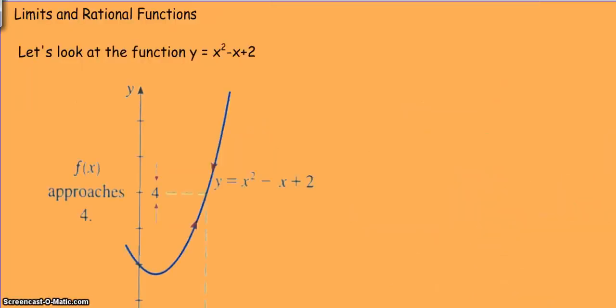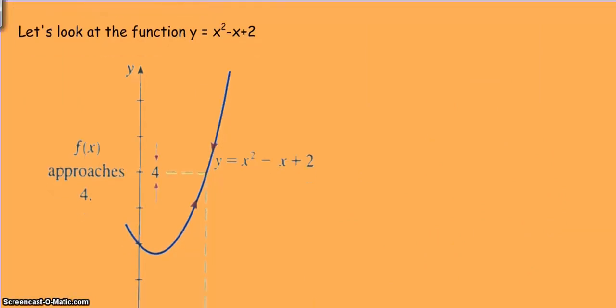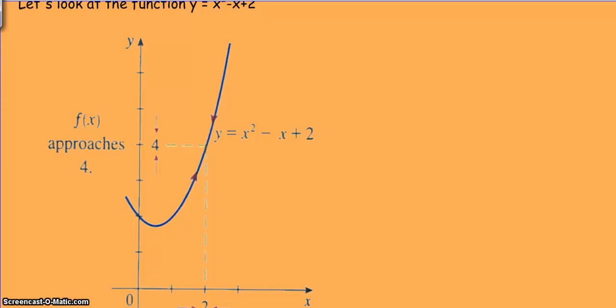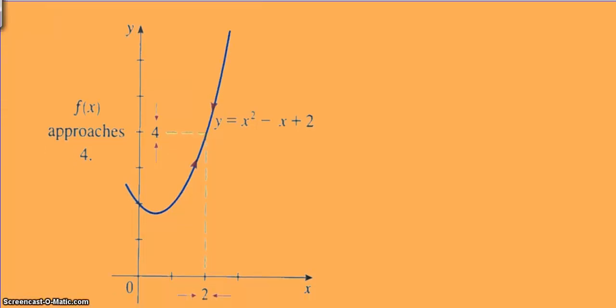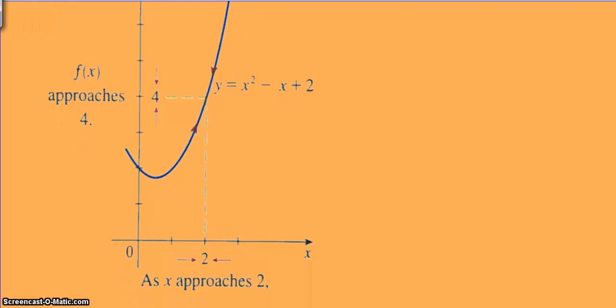All right, so now we have limits and rational functions. Let's look at the function. We have to decide how we're going to write this as a limit. So we have f of x, and it's approaching a certain point. So if we scroll down, x is approaching 2 of f of x, and we get 4.